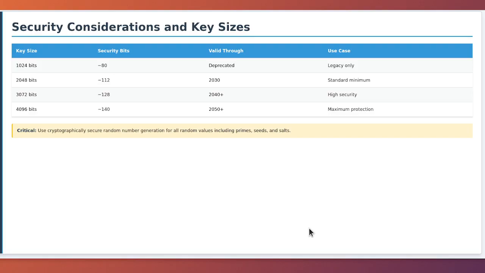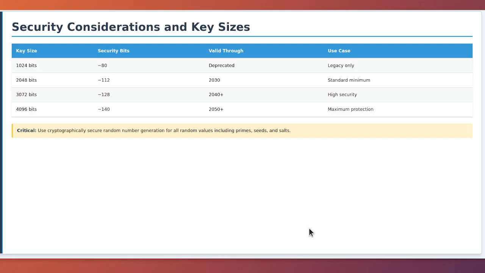As of 2024, 2048-bit RSA keys are considered the minimum for most applications. NIST and other standards bodies recommend 2048 bits for security through 2030. This provides roughly 112 bits of security, which means that an attacker would need approximately 2 to the power 112 operations to factor the key. This is currently infeasible even with massive computational resources and will remain so for the foreseeable future with classical computers.